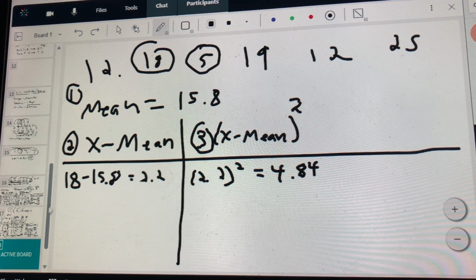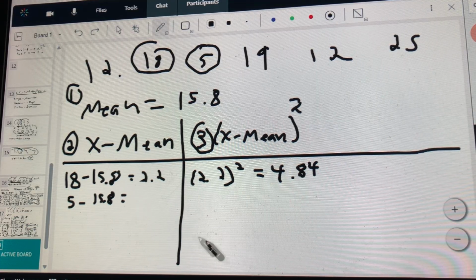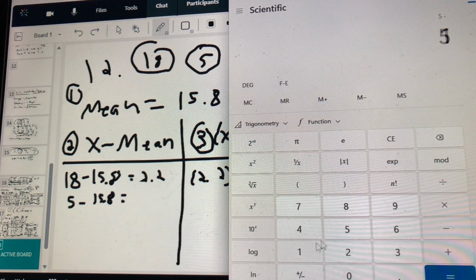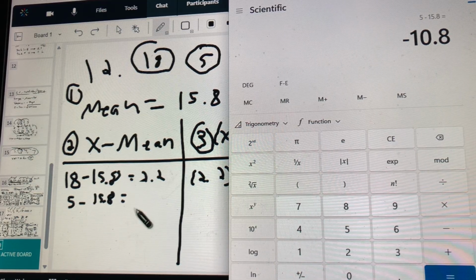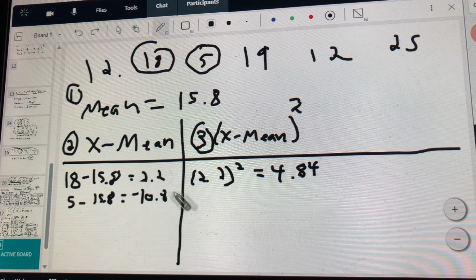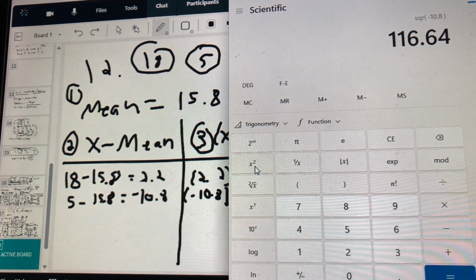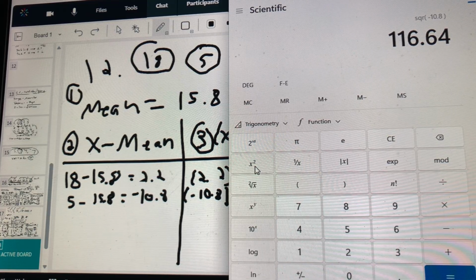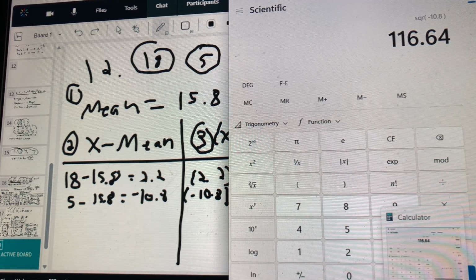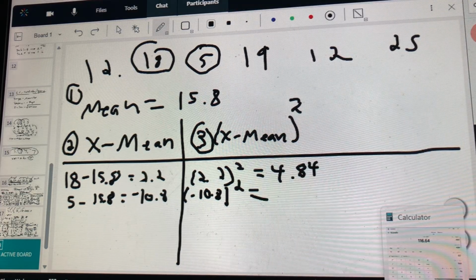Now do 5. 5 minus 15.8. This will be some negative answer. 5 minus 15.8 is negative 10.8. Now immediately square it, and it'll be positive. And see, this is the advantage. By hitting squared right now, I don't have to come back later and type negative 10.8 before squaring it, which just takes more time. And actually, if you type negative 10.8 and hit the squared button, some calculators try to claim it's negative because you're not squaring the negative by doing that. So watch out. If you get any negatives in your third column, something's wrong because it should never be negative here.